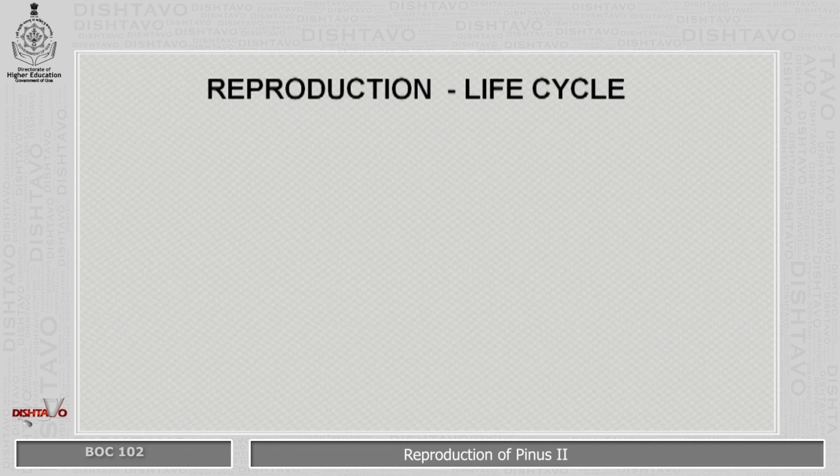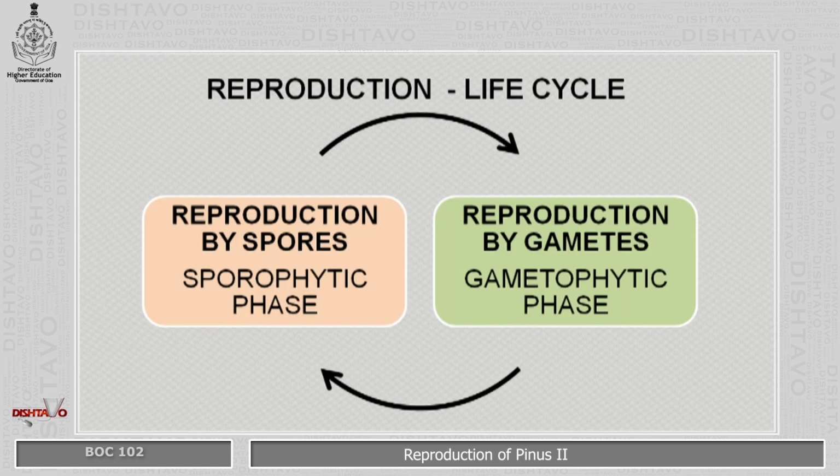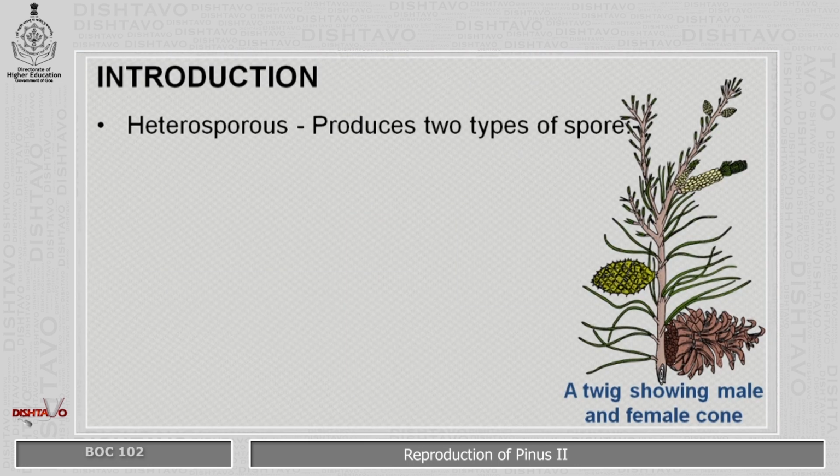Reproduction. Reproduction of Pinus is divided into the sporophytic phase and the gametophytic phase. In both these phases the life cycle of Pinus is completed, wherein in this module we are going to study the gametophytic phase of Pinus. Introduction.